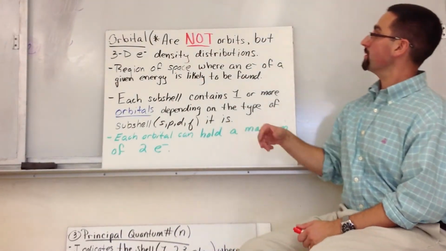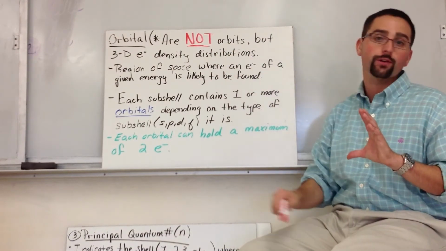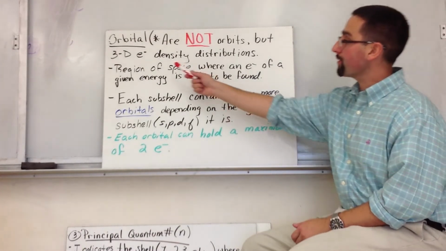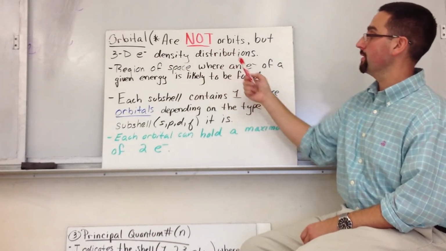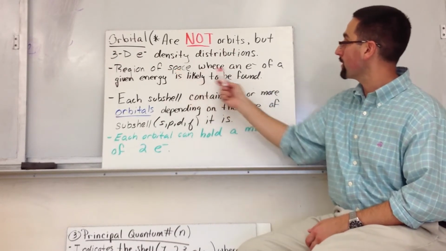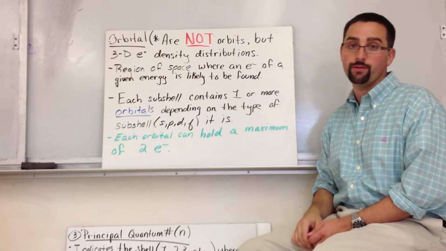Now, orbitals are not orbits like you've learned them in the Bohr model. They're not circular, two-dimensional orbit diagrams, but three-dimensional spaces where electrons reside. They're the region of space where an electron of a given energy level is most likely to be found. That's an orbital.